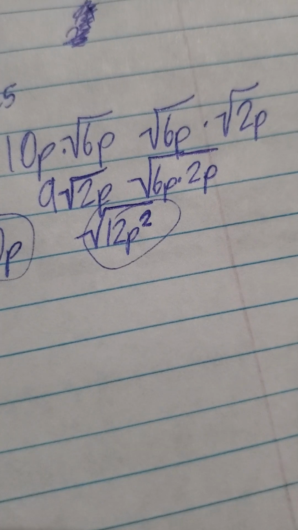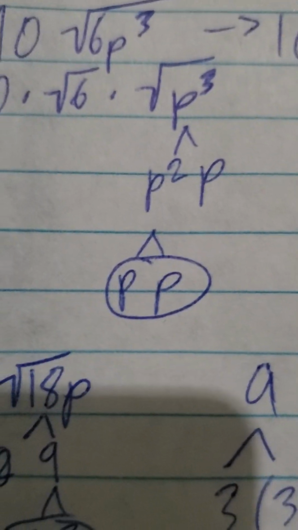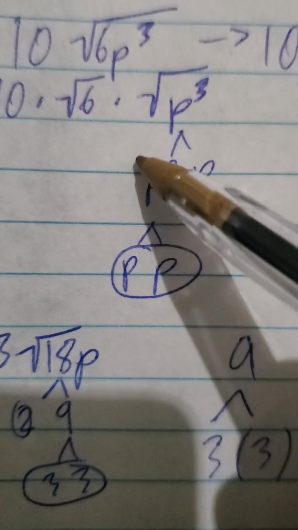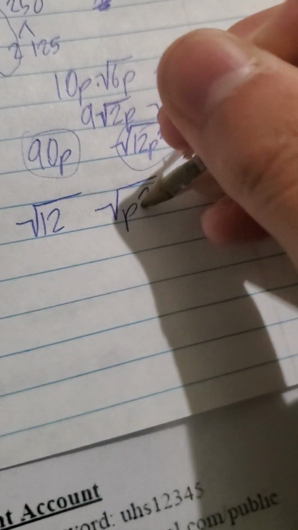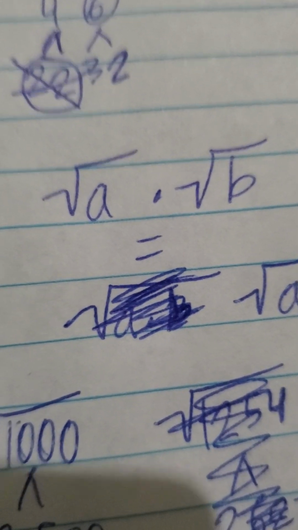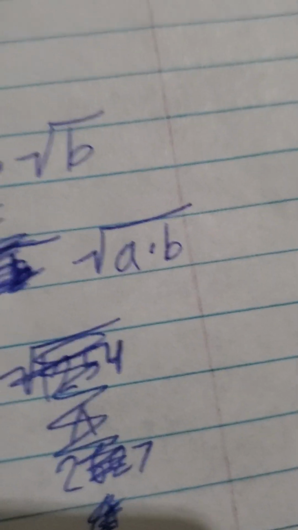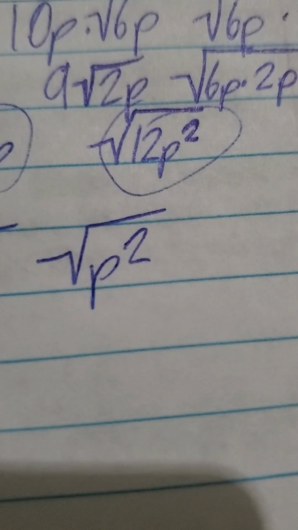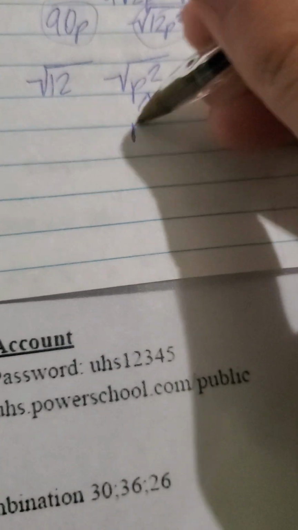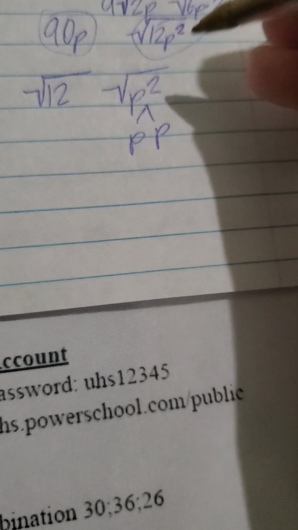And now we have two terms, 90p and root 12p squared. Now remember how we had a p cubed over here and we were able to take out 1p because we had a p squared? Same thing applies over here. When we factor out root 12 and root p squared, because remember, if root a times root b is root a times b, then the opposite is true. Root a times b is equal to root a times root b. So we can split root 12p squared into root 12 and root p squared. Root p squared is just p. So we have a p taken out.